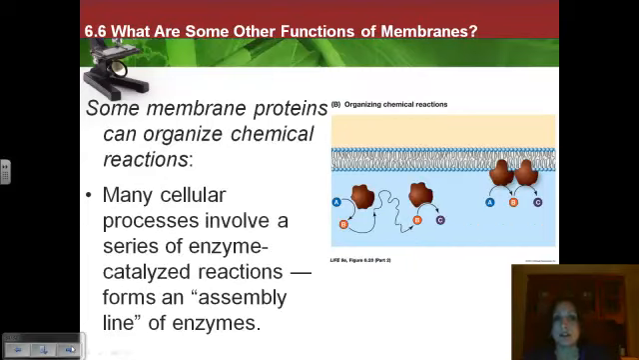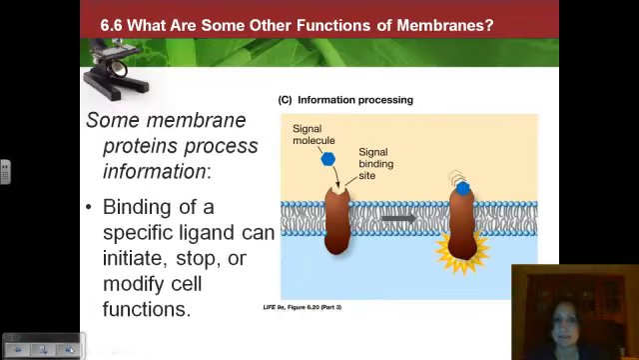Another function that we see with these proteins is that they can organize chemical reactions. So in this case here we have the membrane proteins, and they're lined up in such a way that, again, remember we talked about these series of chemical reactions that happen in our body. So if this is the first enzyme in the reaction, this is the second enzyme in the reaction, let's say, they're lined up on the membrane. And so in space, A goes to B, and now the enzyme that's going to catalyze the reaction for B going to C is lined up, and that's going to facilitate that process.